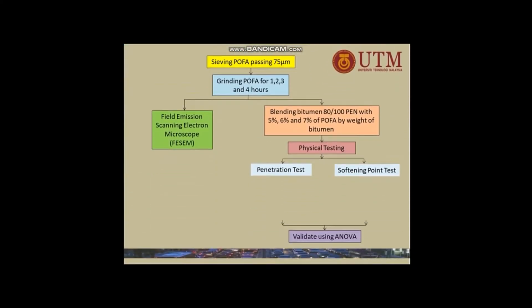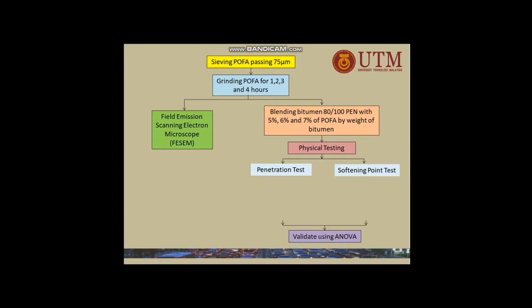First things first, we will sieve the POFA passing 75 micrometer to obtain uniform size of POFA. After that, we will grind the POFA for 1, 2, 3 and 4 hours. There are two things to do after grinding the POFA. First, we will check the morphological structure of POFA by using FESEM. Second, we will blend bitumen of 80/100 penetration grade with different percentages of POFA using a high shear mixer. The POFA and the bitumen are mixed at 800 rpm for 60 minutes at a temperature of 160 degrees Celsius.